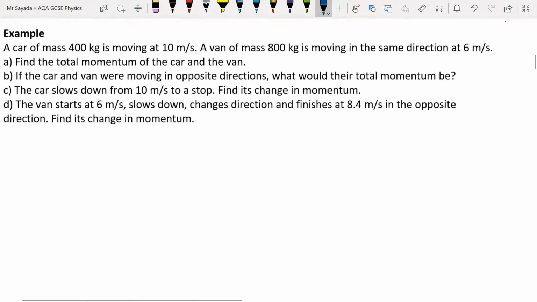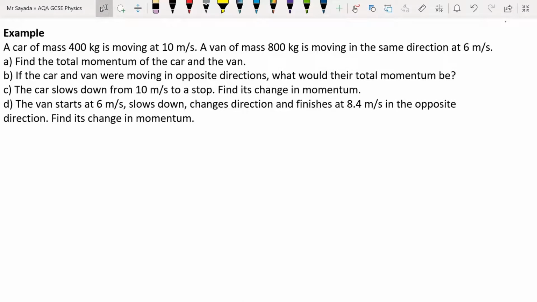Next example, pause the video, have a go at it, press play once you've had a go. Okay, so let's have a look at this. The point at the beginning is that they're both going in the same direction. And remember that momentum is a vector quantity. So at the beginning, we've got the car, and the car's momentum is going to be mass times velocity, which is 400 times 10, which is 4,000.